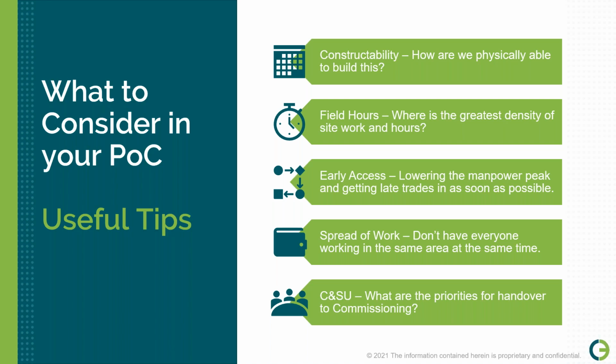One of the things I love to do with these is produce what I call a heat map. So you take your plot plan and your construction work areas, and depending on the number of hours in each construction work area, you have a grade of colors from light to dark, and the darkest areas are the ones with the heaviest hours. And just putting that up on the wall, you can suddenly think, well, hang on a sec, we were going to leave that area to last, but that's where most of our working hours are, so we better get to that sooner. Early access, lowering the manpower peak and getting late trades in as soon as possible.